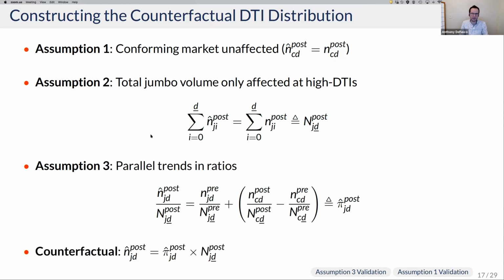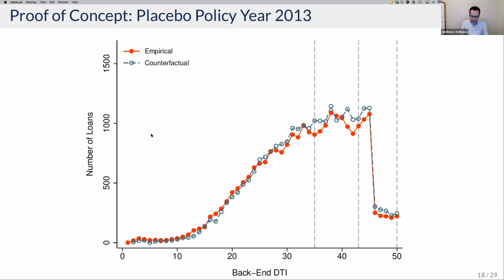And so just as a proof of concept, what we do is we show that this approach to building this counterfactual actually works in years when there was no policy change. So this is just showing you 2013, again, the year before the policy came into effect. The orange line is what we see in the data. The blue line is what we estimate would have happened between 2012 and 2013 using what we know happened in the other non-regulated segment of the market.